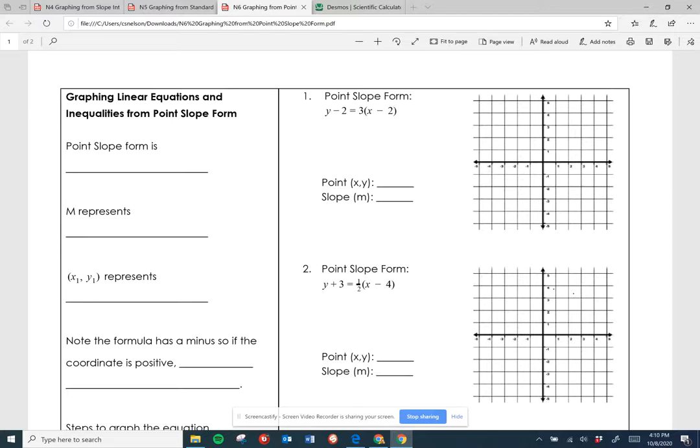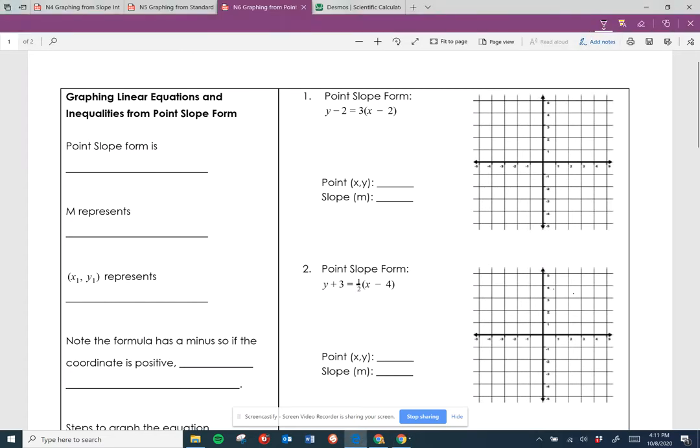Today we're going to be talking about how to graph lines from point-slope form. So first off, let's talk about the formula. Point-slope form is called that because it includes one point on the line and also the slope of the line. And so the point-slope form is y minus y1 equals m times x minus x1.